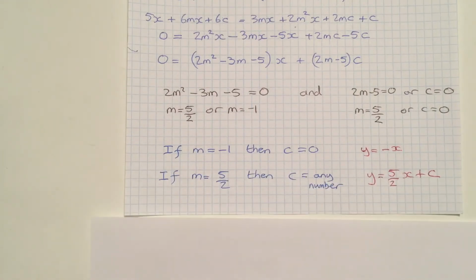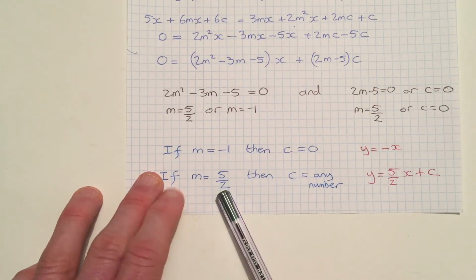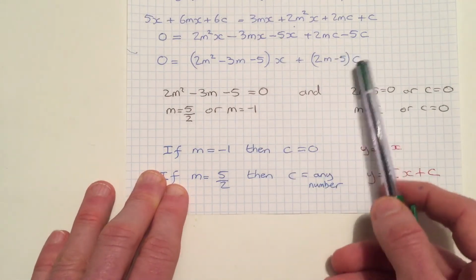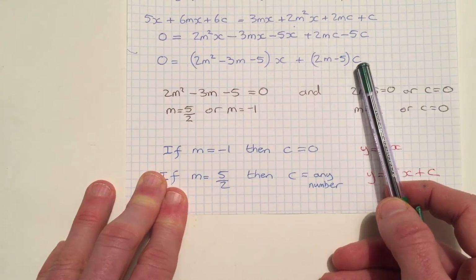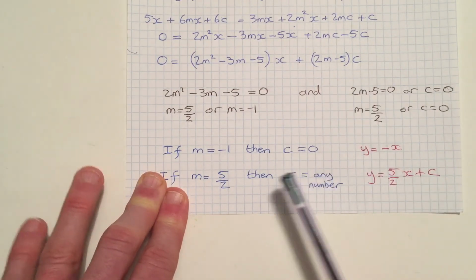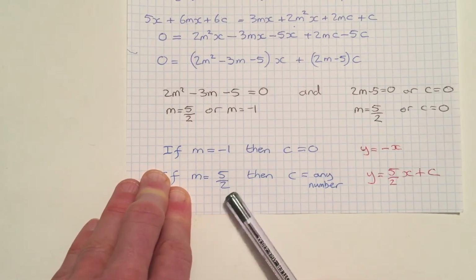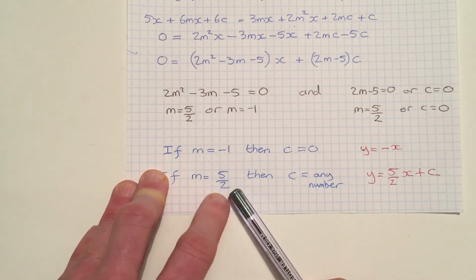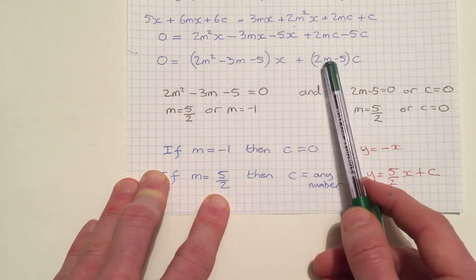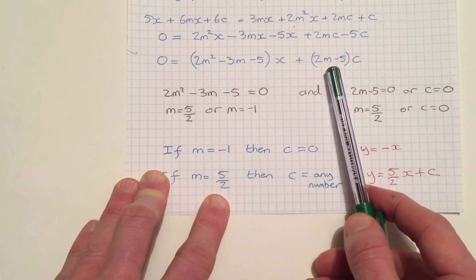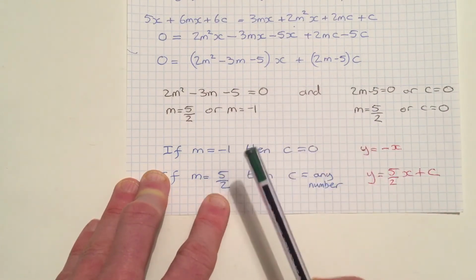Whereas, if m was 5 over 2, then actually this bit here will be 0 no matter what the value of c is. So c can actually be anything as long as the gradient is 5 over 2. And again, let me just repeat that. If the gradient is 5 over 2, then this is already going to equal 0, and this bit here will already equal 0 as well. So therefore c can be any value at all.